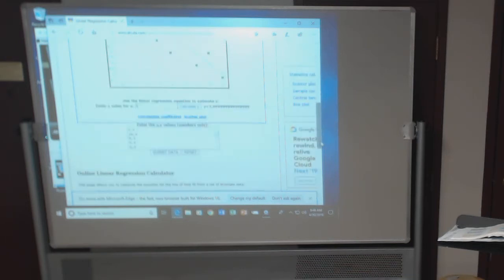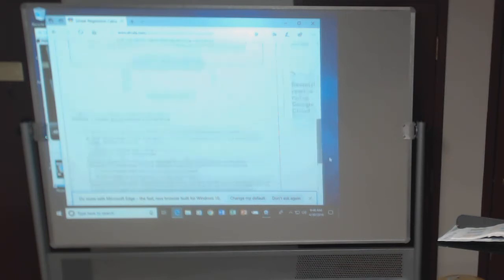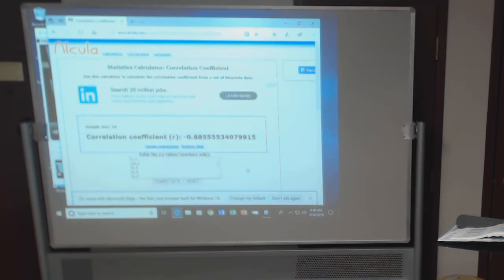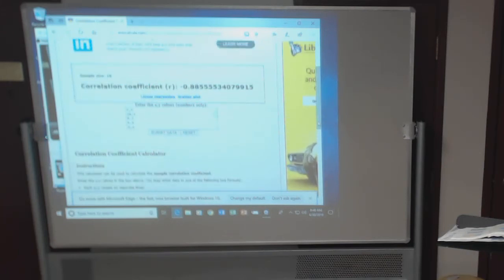But the assignment says, now we need the correlation coefficient. There it is, negative 0.88. So let's go back to the table and interpret the results.